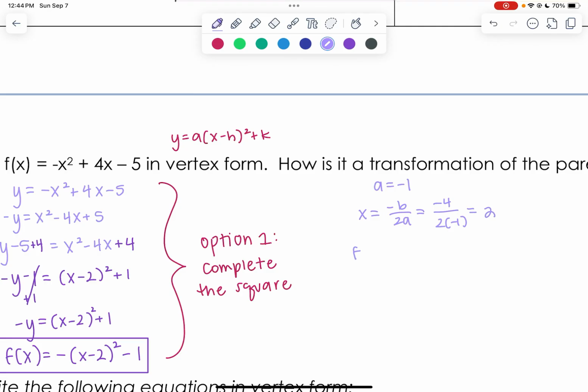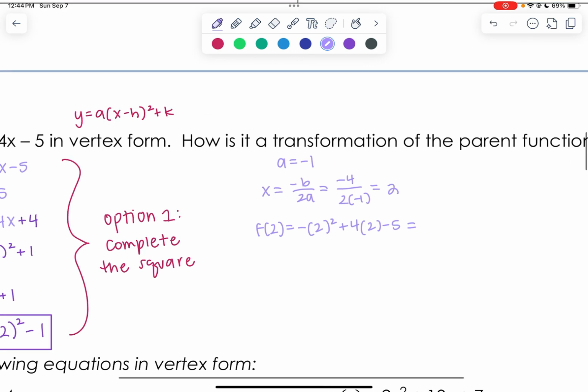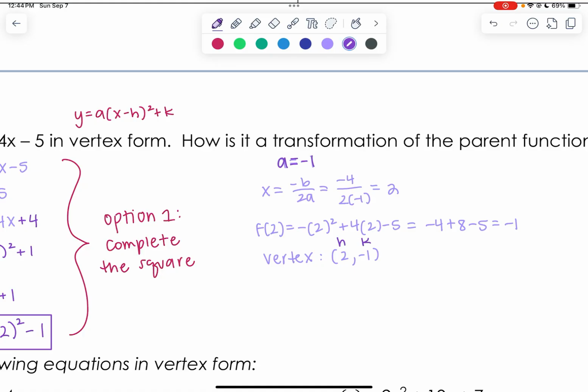And then I'm going to find out what f of 2 is. So I'm going to plug that in. So I get negative 2 squared plus 4 times 2 minus 5. So the 2 squared is 4, but this negative in front makes it negative 4 plus 8 minus 5, which would be negative 1. So my vertex is at (2, -1), and then there's your h and your k, and then we already knew that a was negative 1.